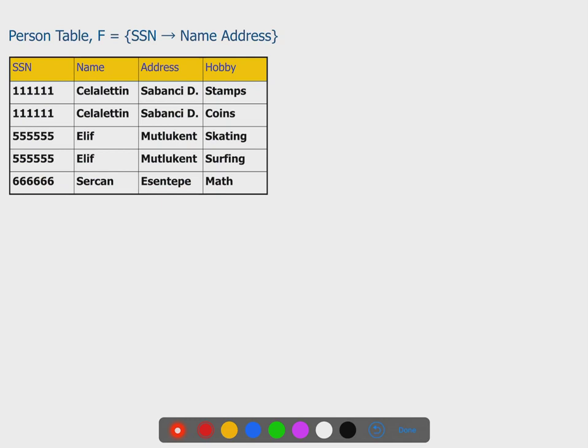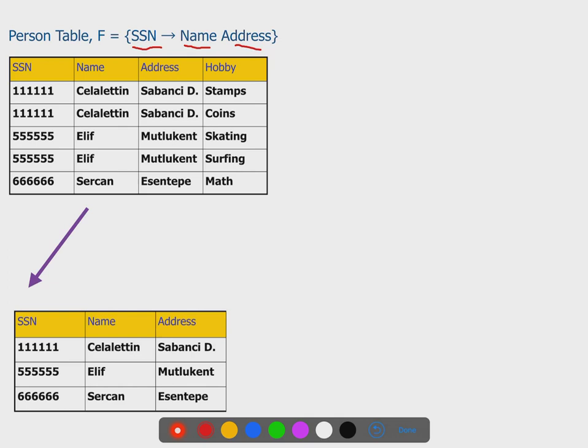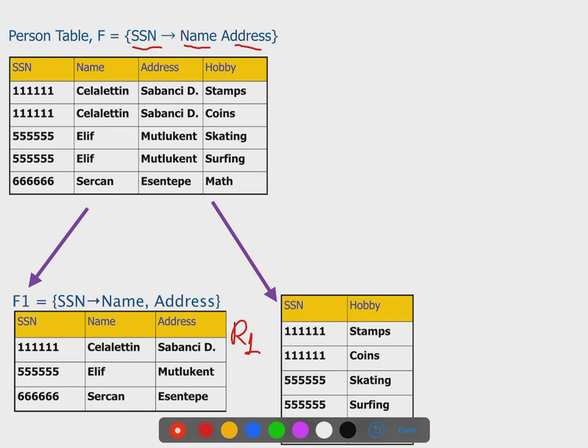Let's look at a more specific example. The person table with one functional dependency, SSN determines the name and the address. Let's decompose this relation into two relations, where the first relation has SSN, name and the address, and the functional dependency, SSN determines the name and address, will correspond to this relation, R1, because the attributes SSN, name and address are in this relation. And let's say for the second relation, we just have SSN and hobby, and there is no functional dependency that relates SSN and hobby.